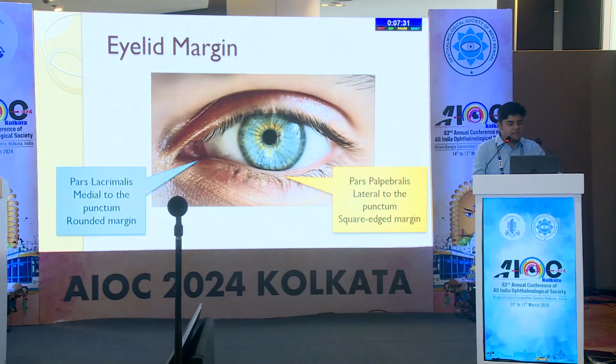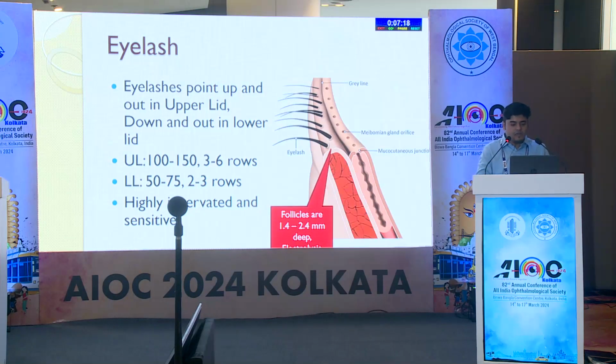Now, the eyelid margin can be divided into the pars lacrimalis, which is medial to the punctum, and pars palpebralis, which is lateral to the punctum. Pars lacrimalis is a rounded margin, and pars palpebralis is a square-edged margin. The specialized structure in the eyelid margin is the eyelashes, which are specialized hair follicles.